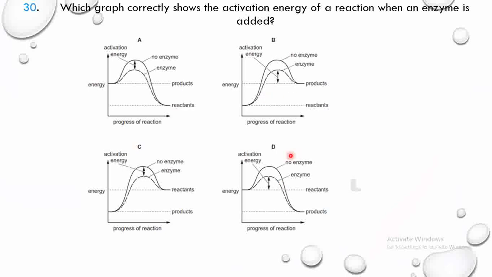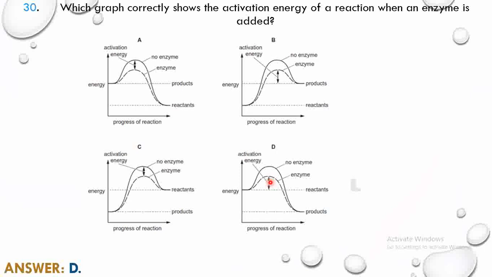If you check B, look at B. This should be reactant, and this should be product. But mostly, the product has lower energy than the reactant. Okay, so this is reactant. This is the product. Okay, so I think D is the answer.